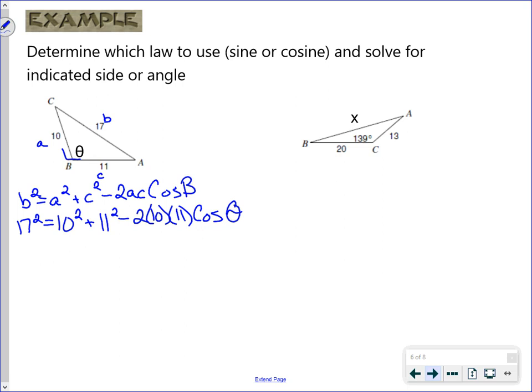Okay, so now square our three values. So 17 squared is 289. This will equal 100, which is 10 squared. 11 squared is 121. We're also going to multiply our three values of 2, 10, and 11. So again, because we're subtracting, we need to subtract 220 times cosine of theta.